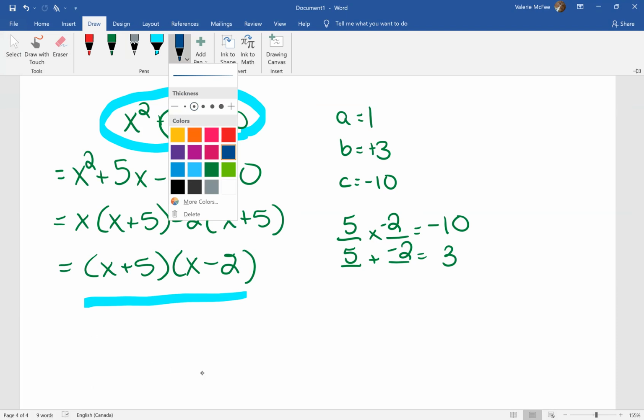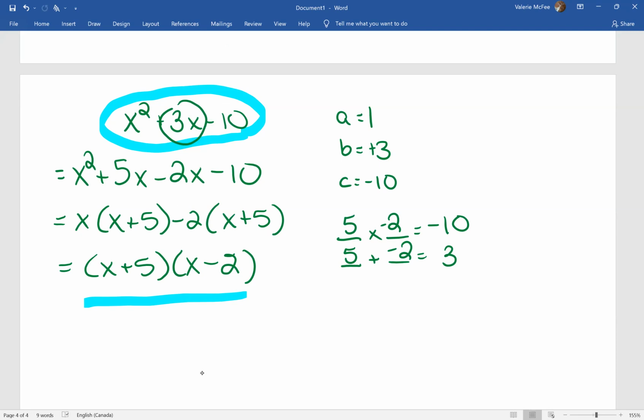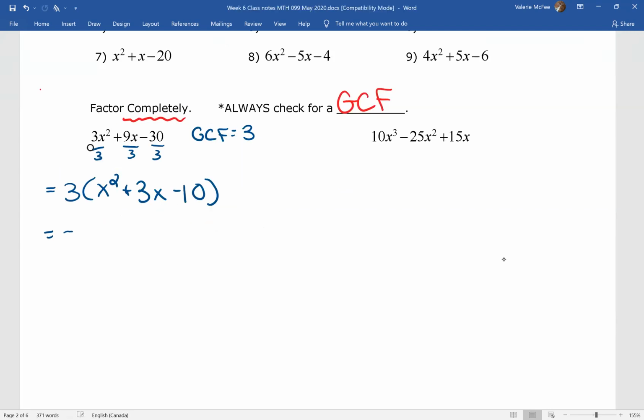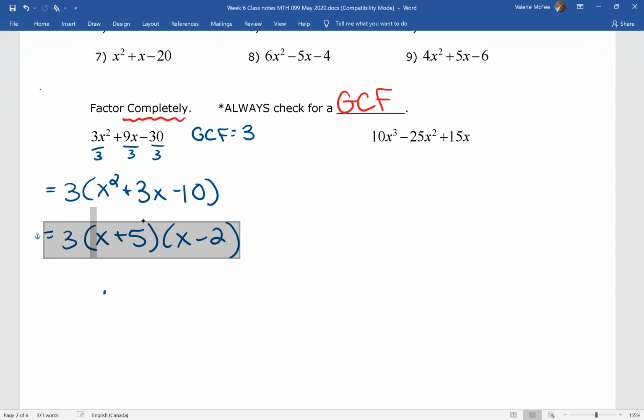So if we go back to our question, now I can write, instead of this, x plus 5 times x minus 2. And there we have it, completely factored. Notice that we kept the greatest common factor as part of our final answer.